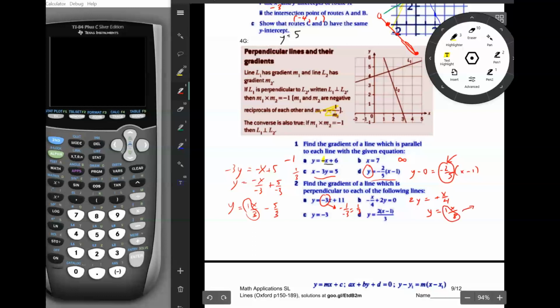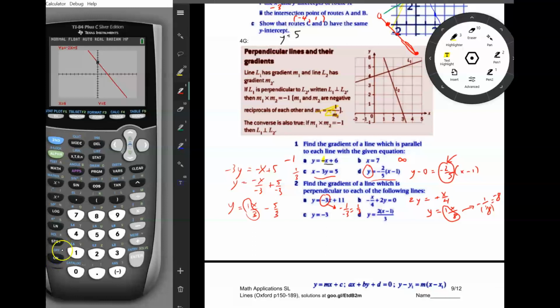So the perpendicular would be -1 over 1/8. And if you put that in your calculator, you will find out it's actually equal to -8. Let's test that out. So I'm going to open up my calculator, and I'm going to put -1 divided by 1 divided by 8. And it gives me -8. Okay? All right.